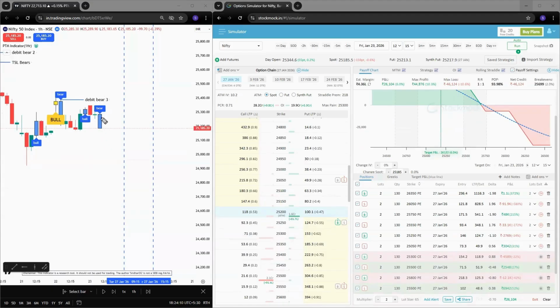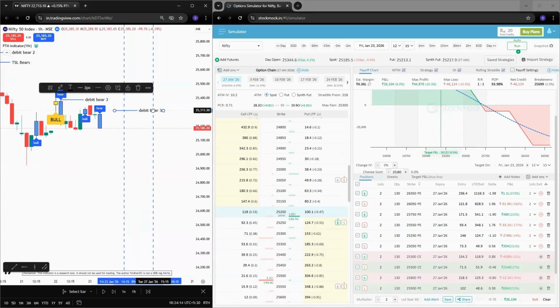I have to leave. So what I'll do, I'll just write my notes. No entry taken. Simple notes. No entry taken at this point.